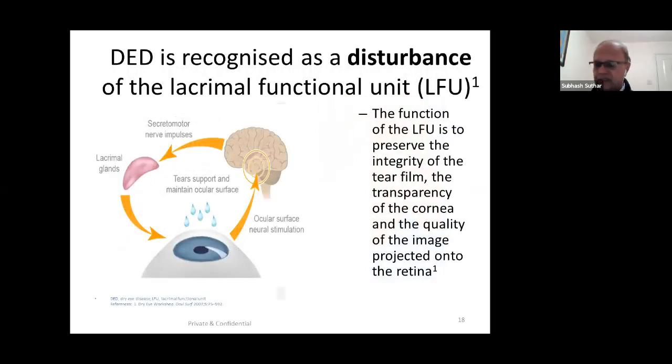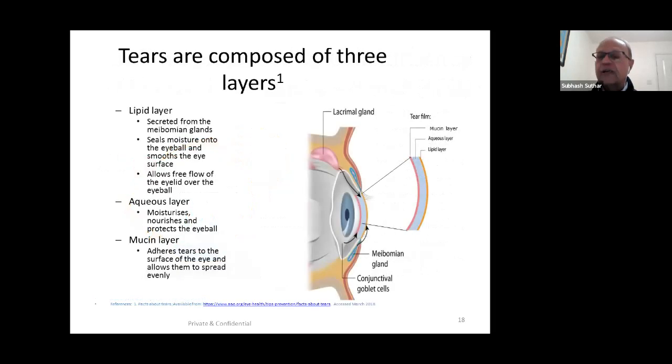I'm not going to go through this very complicated. It's not very complicated, but dry eye disease is recognized as a disturbance of the lacrimal functional unit. I'm not going to give you very technical jargon. Actually, what happens is every time we blink, our eyes produce a tear film. Okay, and this is the lacrimal functional unit. That means in that tear film, you've got three layers. Our eyes produce these three layers.